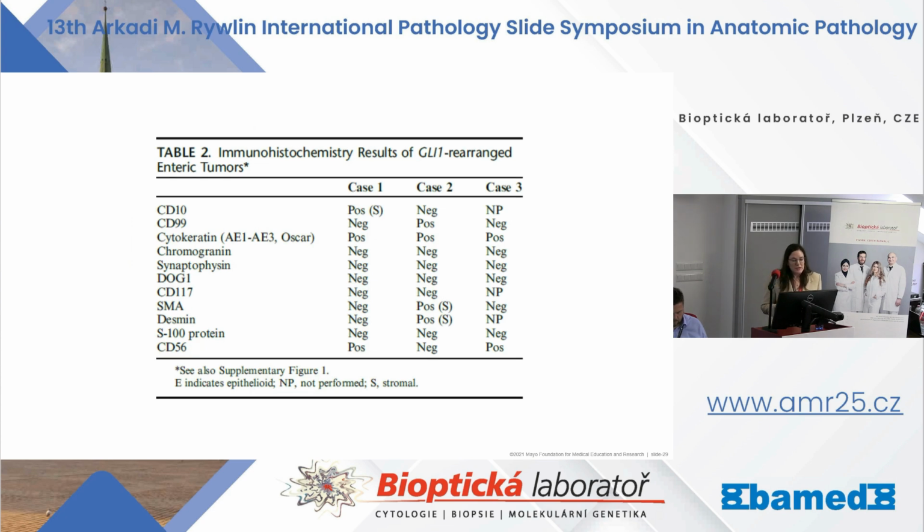In terms of immunohistochemistry, again, very nonspecific and variable. There tends to be at least some cytokeratin positivity, with stronger staining in the epithelial elements in the biphasic examples.